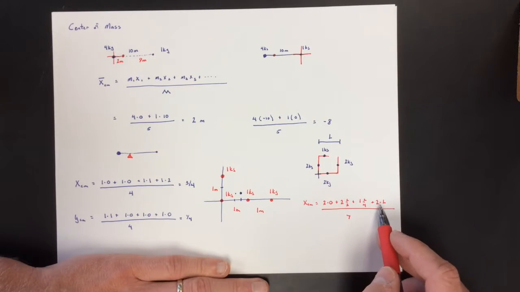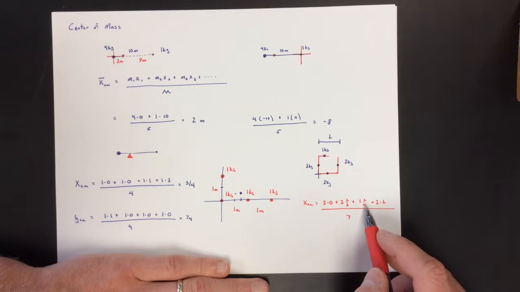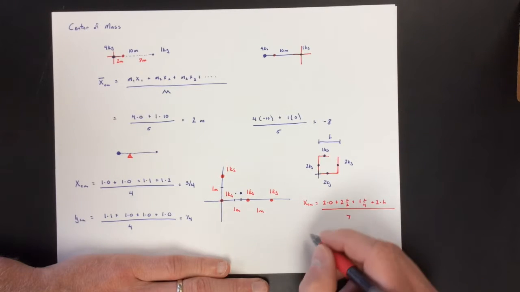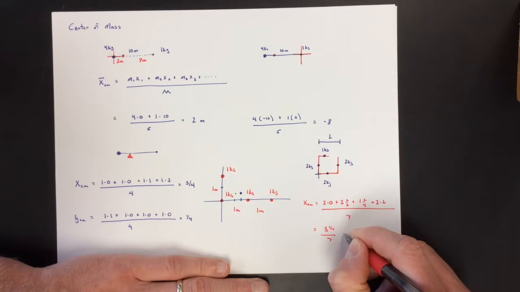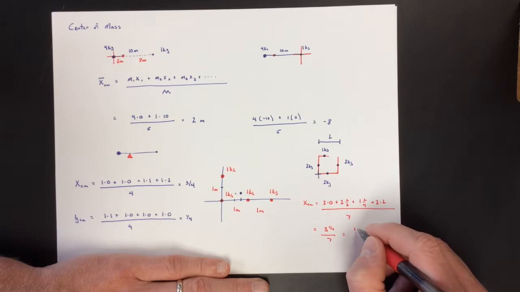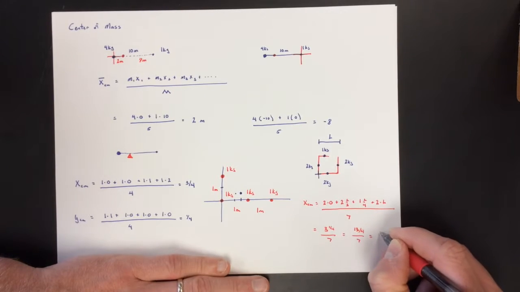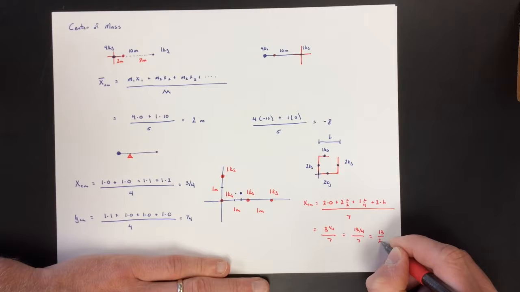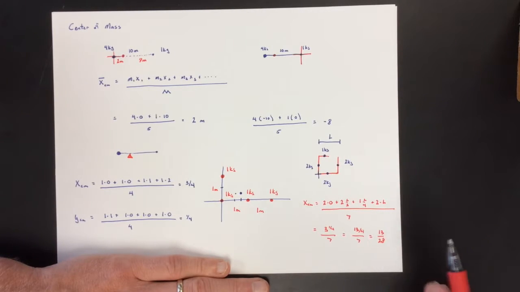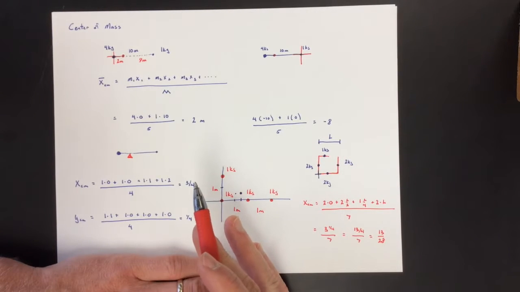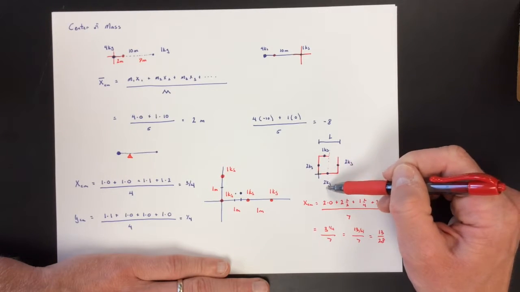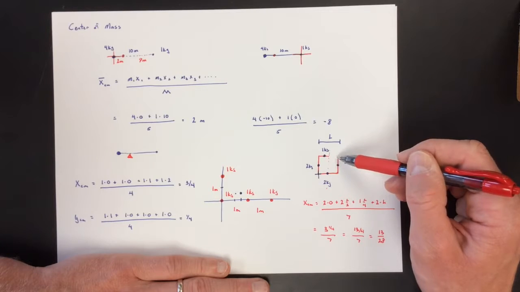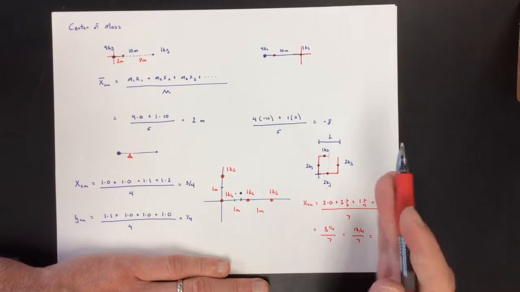Okay, so that's 2 plus 1 is 3, plus a quarter. So that's 3 1/4. 3 1/4 over 7. So that's 13 fourths over 7, which is 13 over 28. And as we expected, our x center of mass is slightly less than half, right? Because there's just a little more mass to the left. If you drew this down here, there's more mass to the left of this red and to the right of this red. So our x center of mass is just to the left.